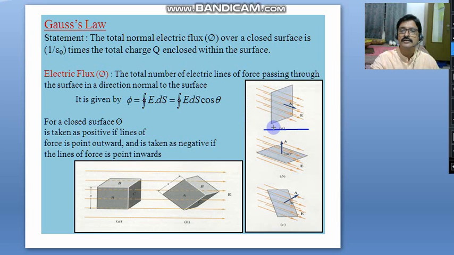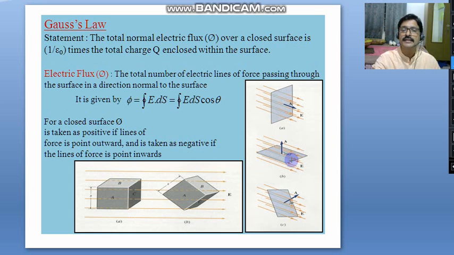let the surface be a rectangular surface. We have the outward normal in this direction. Therefore the outward normal direction is parallel to the direction of the electric lines of force here. Hence the angle between the outward normal to the surface and the electric lines of force is 0. So in this case theta is 0, which means cos 0 is 1. So we remain with the integral of E ds.